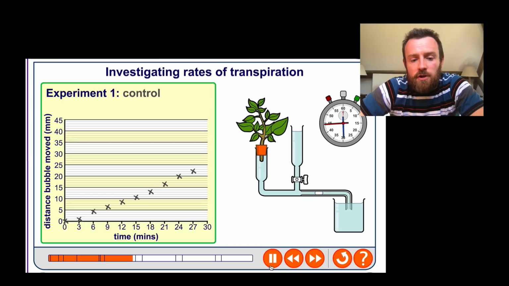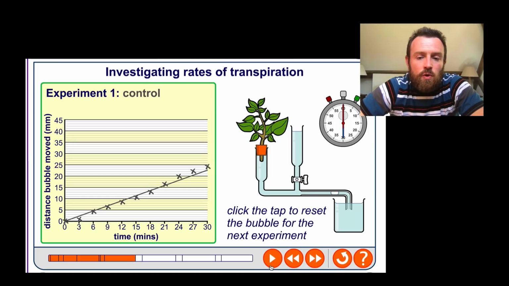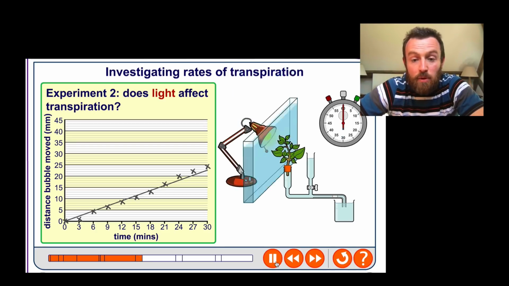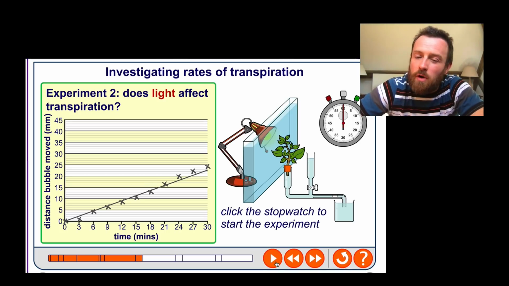Now, what you might do is use this as your reference point. That's basically your control, how much transpiration happens with the branch as it is. But now let's change some factors. Let's see what happens if the leaf is illuminated with a bright light. As a control here, we place a heat shield.